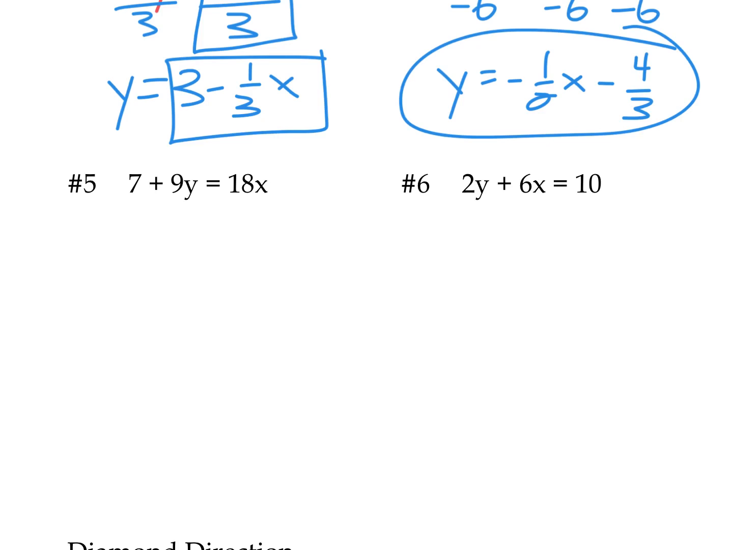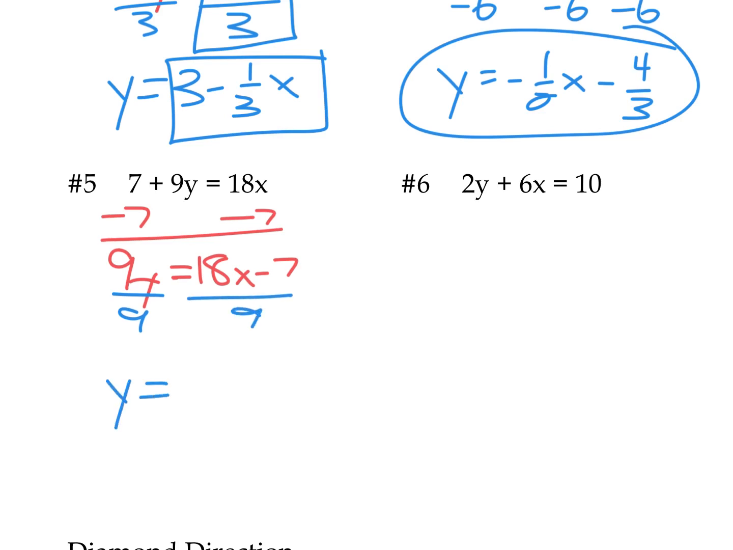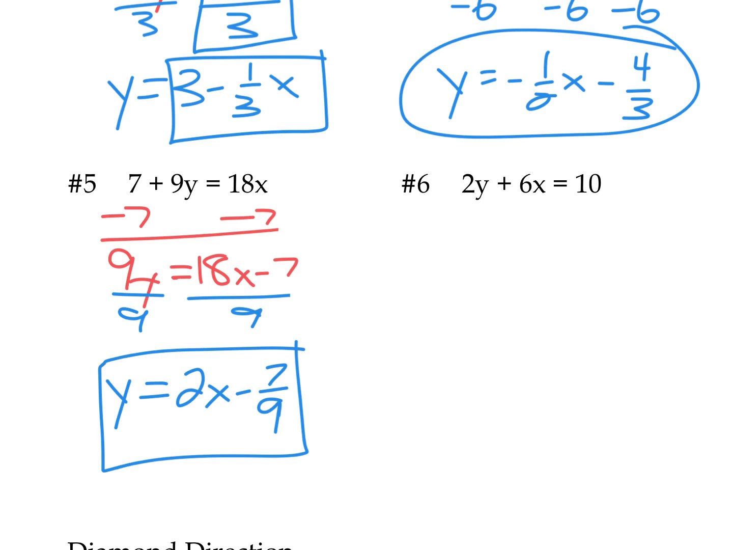Now that you've had a chance to try number 5 out, we're trying to solve for y in terms of x. We're trying to get the y by itself. I'm going to subtract 7 on both sides. So when I do that, I get 9y equals 18x minus 7. Now I'm going to divide by 9 on both sides. I'm going to get y equals 18 over 9 would be 2x minus 7 over 9, just keep as a fraction. 7 over 9, that's a 9, not an a. All right, so y in terms of x.